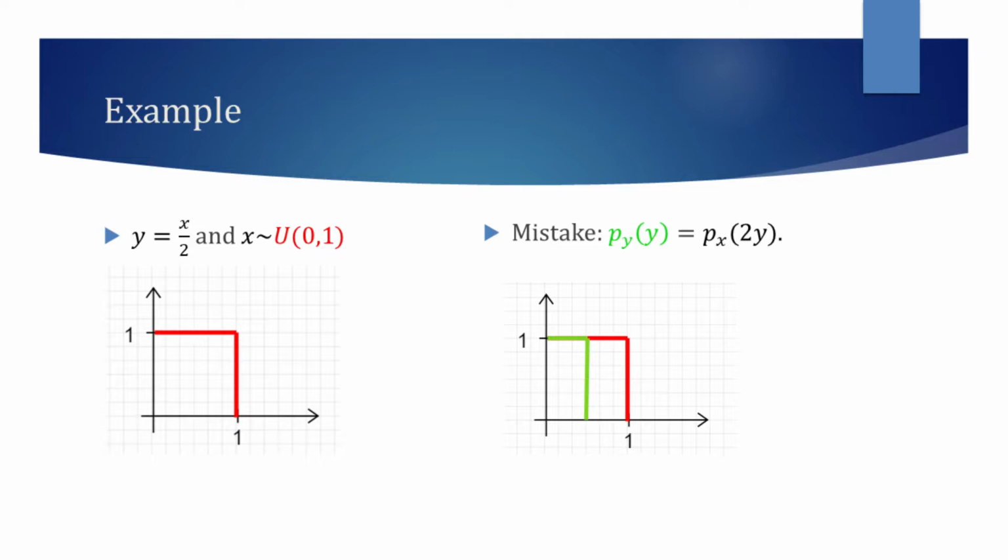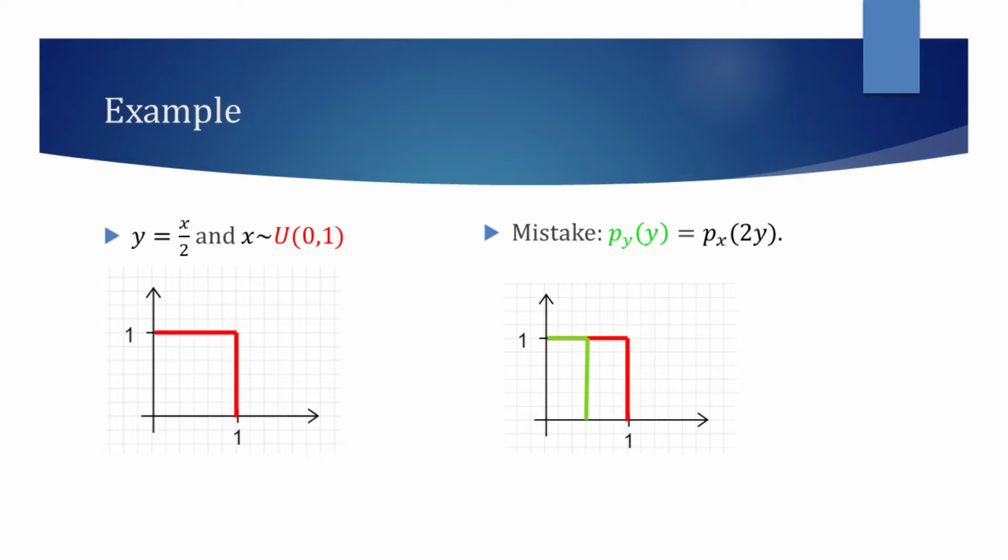Let's say y equals x divided by 2, and x is uniformly distributed from 0 to 1. You can see the red plot, which corresponds to the PDF of x. Let's now consider the incorrect assumption described earlier. If we believe it to be true, then the PDF of y would have to be 0 everywhere, except from 0 to 0.5, and within this interval, it would have to equal x's PDF. You can see the corresponding plot in green.